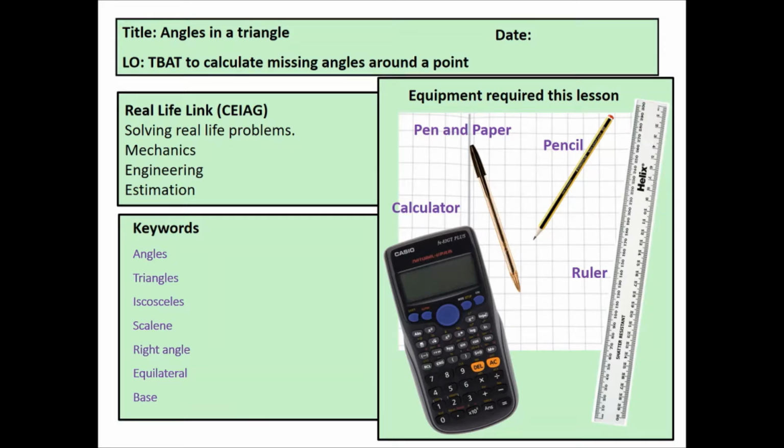Today you'll be able to calculate the missing angles in a triangle. So the real life link is pretty much what it was in the last lesson where you had angles around a point. It's in mechanics, engineering, and construction. As for the keywords, they're there as follows, and the equipment required is also there as follows.